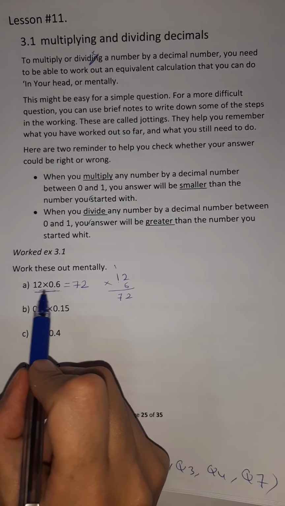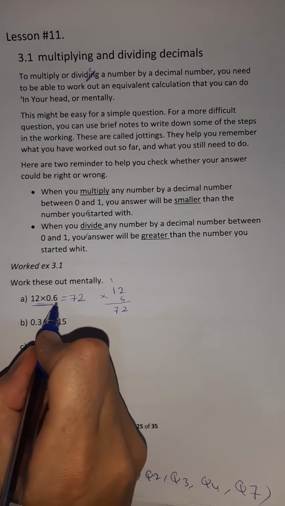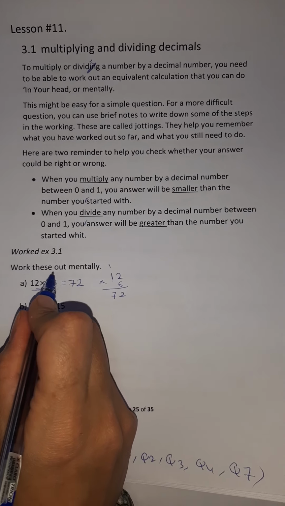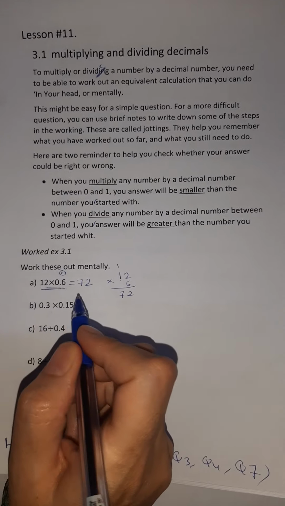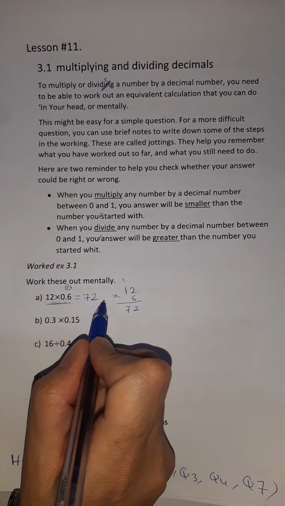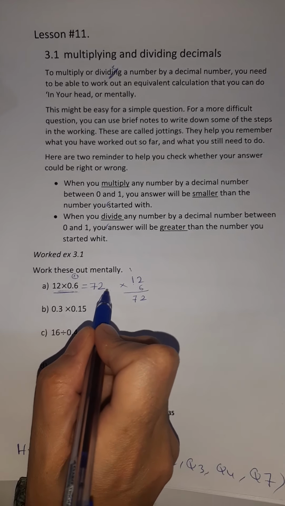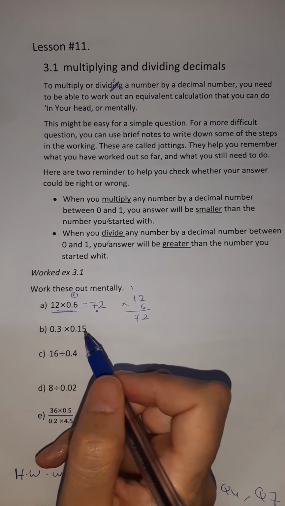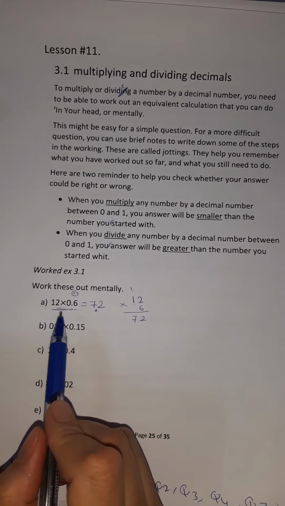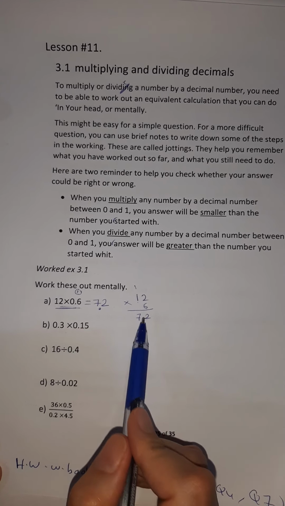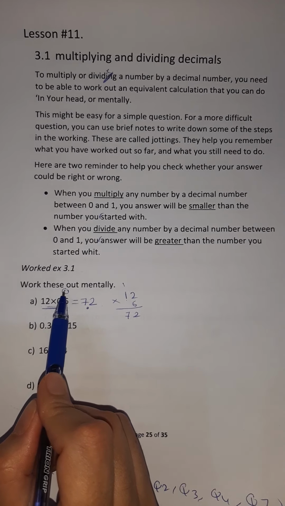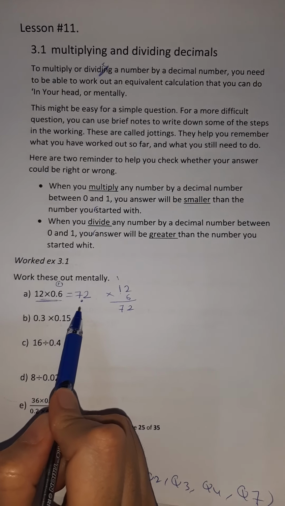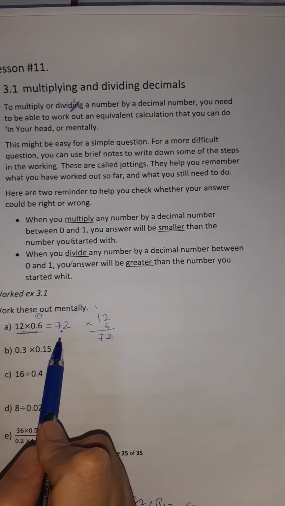Here, from these two numbers, we have one decimal place in total, and in the other nothing. You need to move from right to left one place. So the answer is 7.2. Again, ignore the decimal point, work out 12 times 6, 72. Here we have just one decimal place. Move from right to left one place.